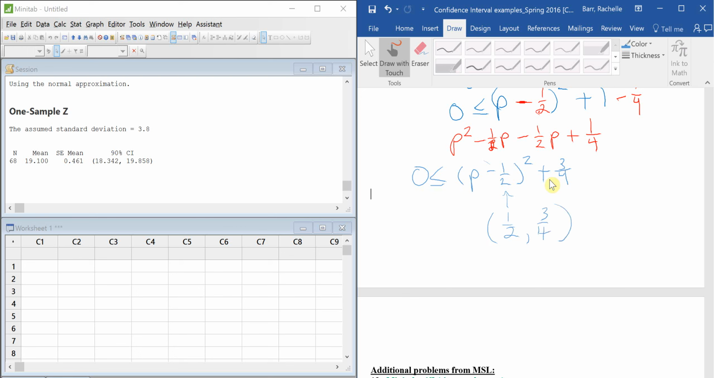So this is largest when P is a half, because that'll make this 0, and that gives me a fourth. Anything else you do is just going to make this way too crazy. And when P is a half, Q is a half. So there's 3 minutes of why P and Q are a half.